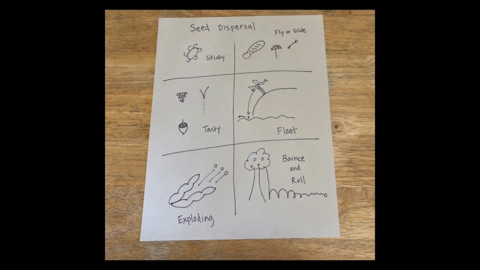Over the next week, challenge yourself to see how many seeds you notice. For example, outside on a walk or through your window. Remember to check out the structure and shape of the seed and see if you can figure out what their dispersal method is based on your observations.